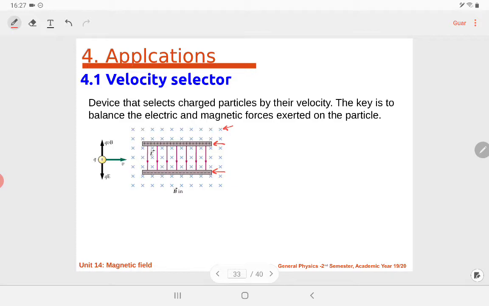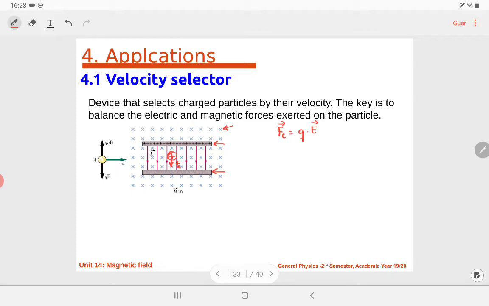So in this case, if you have a positive charge inside this area here, there are going to be electric and magnetic forces exerted on it. The first one, the electric force, is going to point towards the same direction as the electric field, because the electric force is equal to the charge times the electric field, and as we've supposed the charge was positive, the electric force is going to have the same direction as the electric field.